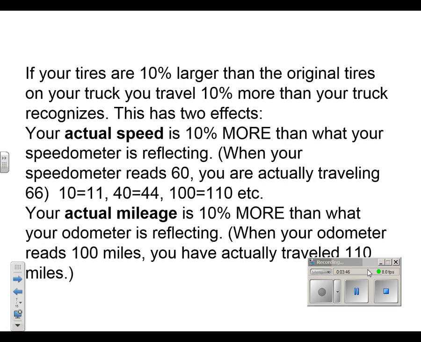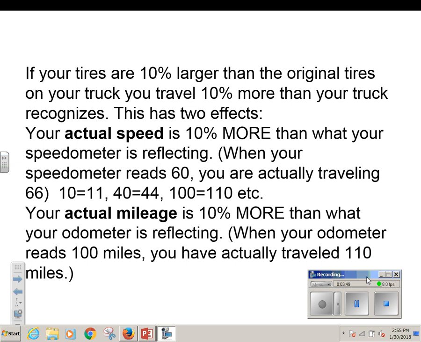So if your tires are 10% larger than the original tires on your truck, you travel 10% more than your truck actually recognizes. This has 2 effects actually. One is on your speed, so your actual speed's 10% more than what your speedometer is reflecting. So if your speedometer is reading 60, you're actually going 66 miles per hour. If it's reading 40, then you're going 44. So that's just a way to think about that. Hopefully you're not going 100 like I have on an example here. But if you are going 100 on your speedometer and you have oversized tires, you're actually traveling 110.